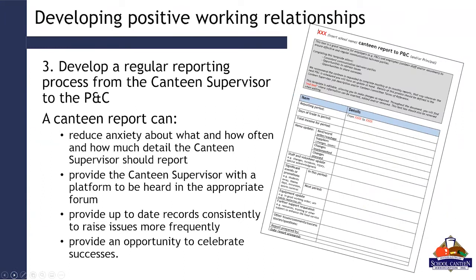So we're going to be covering a couple of different templates today. So developing positive working relationships sometimes is easier if you've got a pro forma to work with. So in particular, when your canteen supervisor is reporting back to the P&C. So I don't know if anybody already has a template, and perhaps you can write into the chat function if you do, but canteen subcommittees and the P&C work in a few different ways. So sometimes the canteen supervisor will be expected to come to a P&C meeting and provide a face-to-face update, which most canteen supervisors are happy to do.